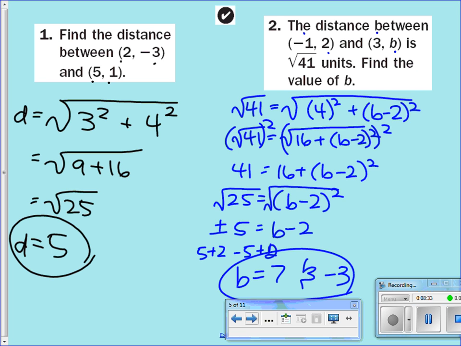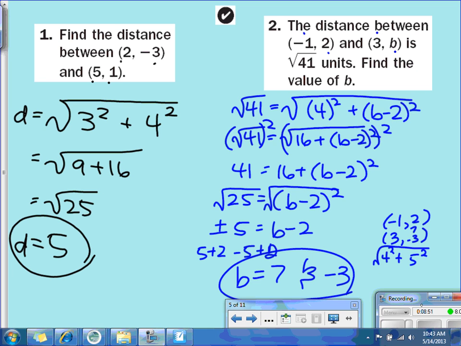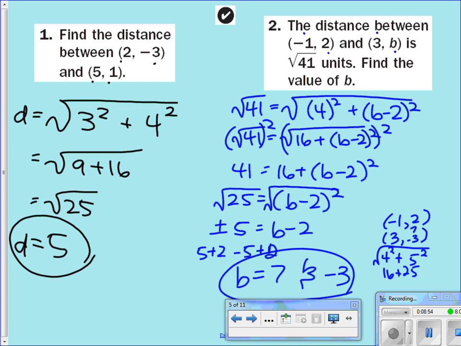And it's okay to have a negative answer here because it could either be 7 or negative 3. So I know my distance for my x's is 4 squared. Now from 2 to 7 is a distance of 5. From 2 to negative 3 is a distance of 5. And this is 16 plus 25. That's 41 square rooted. Either one of those works. So it's okay to have a negative ordered pair here.